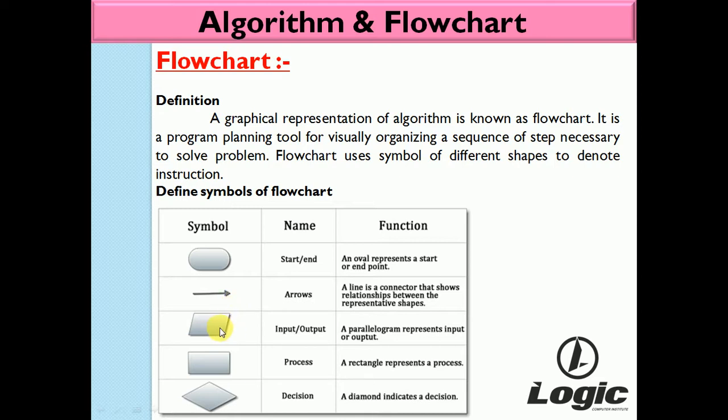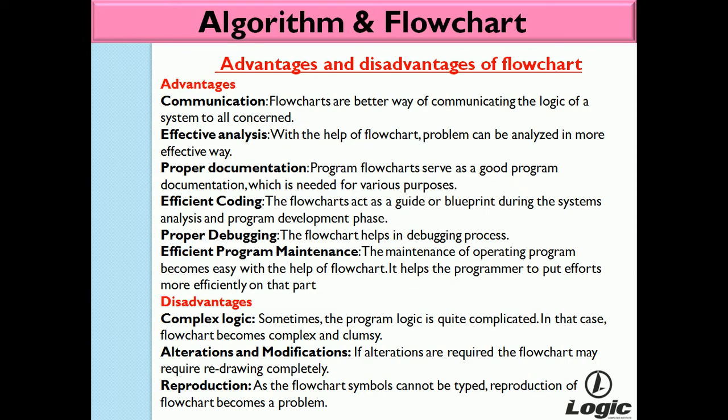Then next, these are used for input and output. Then next, this symbol is used for a process of a problem. Then next symbol is a diamond. This symbol indicates the decision of a program. So these are the symbols used for the graphical representation of an algorithm. So next are the advantages and disadvantages of flowcharts.